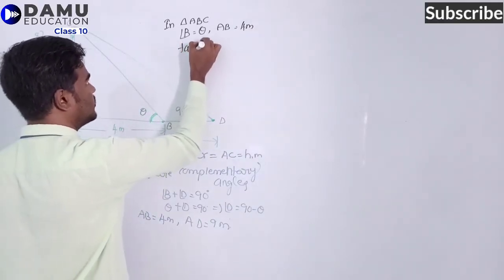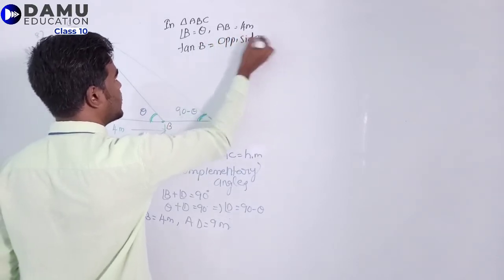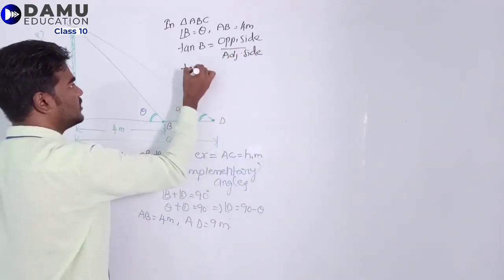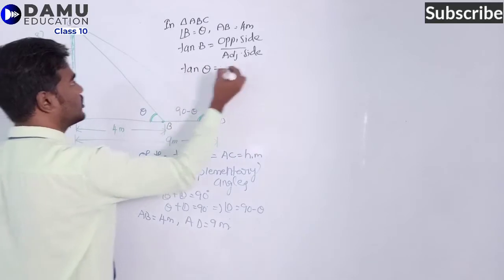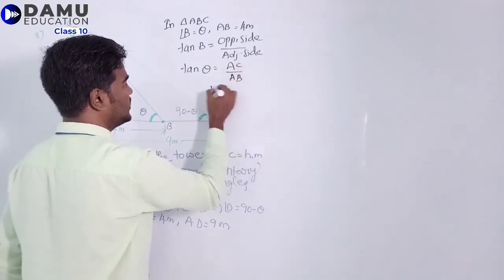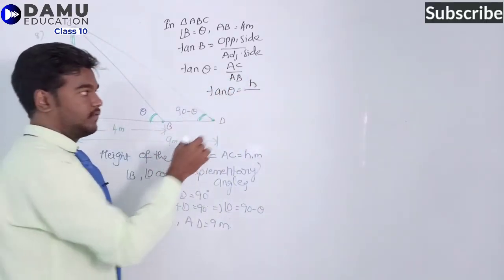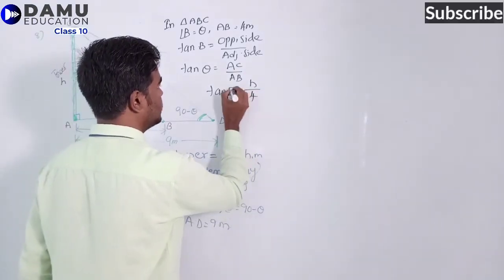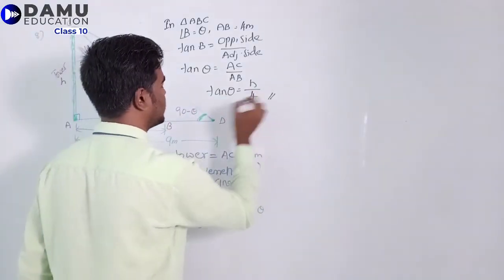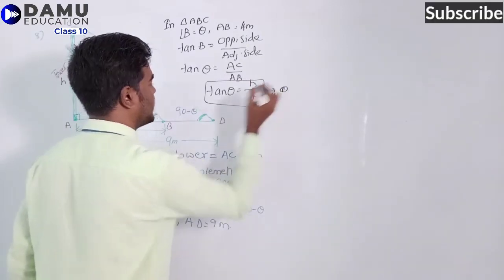Tan theta is opposite by adjacent. So tan B, which is tan theta, equals the opposite side AC over the adjacent side AB. AC is h, and AB is 4. So tan theta equals h by 4 meters. Let's take this as equation 1.